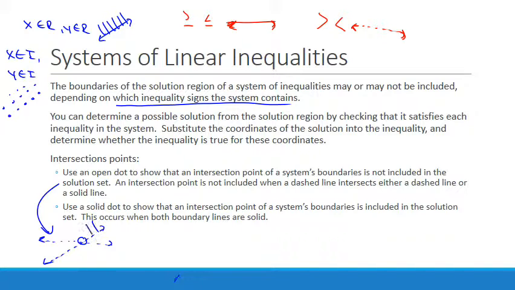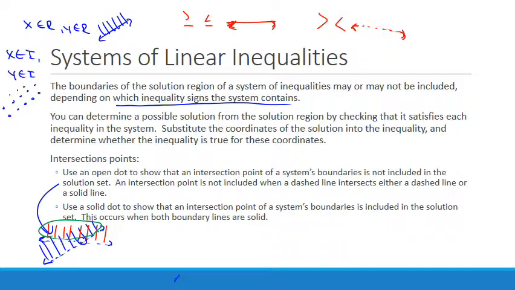I'll draw maybe my solution region here. Now I'll use red for the other one just so it pops a little bit. And I'll get my green out to highlight. So this area here is my solution region, but any dot that would be on that dotted boundary would not be included as an answer.